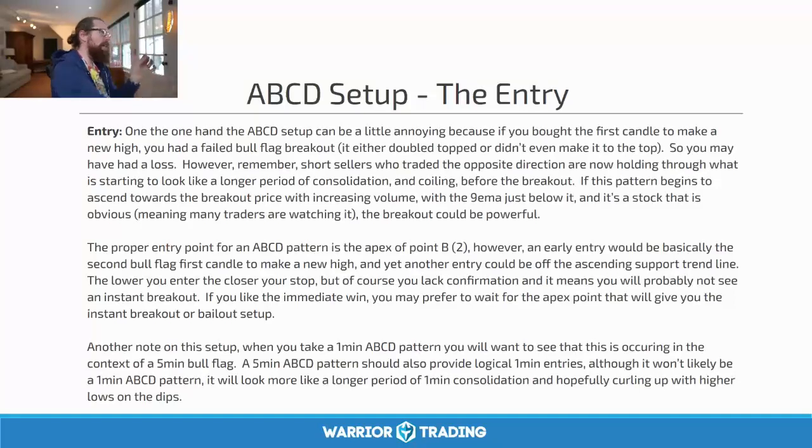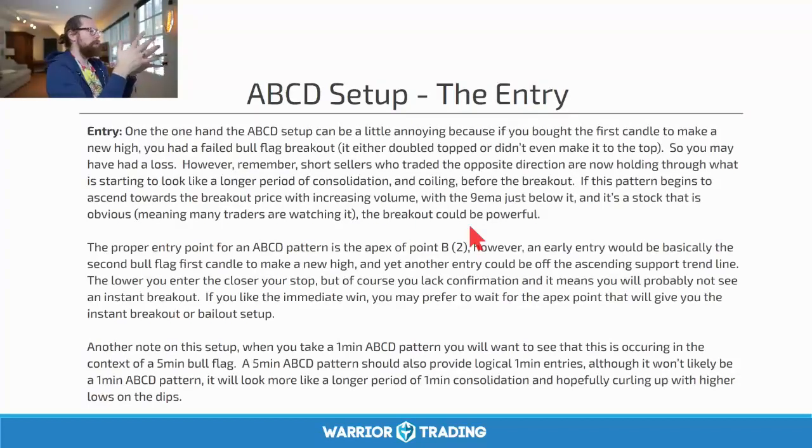However, remember, short sellers who traded the opposite direction are now holding through what is starting to look like a longer period of consolidation and coiling before the breakout. Stops would be either at the high or at the high of the pivot of this little area. So if this pattern begins to ascend towards the breakout price, either the pivot or the high of day, with the 9 EMA just below it, and it's a stock that's obvious, meaning many traders are watching it, the breakout could be powerful. A combination of a lot of traders who have been watching it on the 5 minute chart, who have lots of opportunities to see the setup that's forming, really, really short, fast patterns.